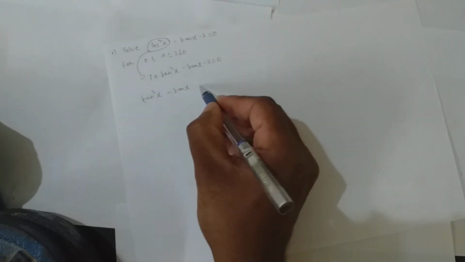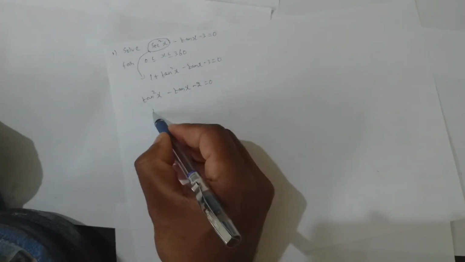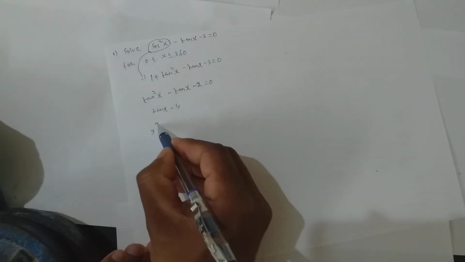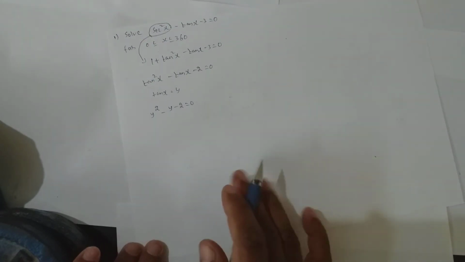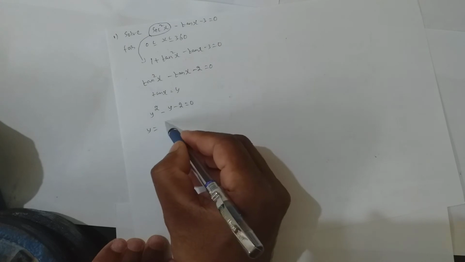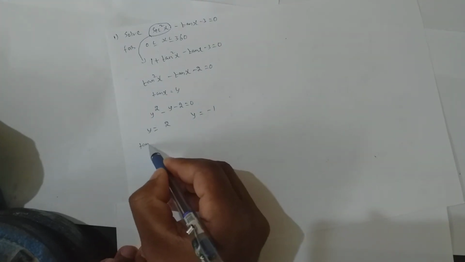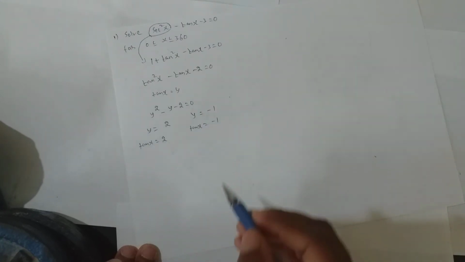Tan squared x minus tan x plus 1 minus 3 is minus 2 equal to 0. Now take tan x equal to y. So what will I get? y squared minus y minus 2 equal to 0. If I place it in the calculator, the y values that I get are 2 and minus 1. So y is nothing but tan x equal to 2 or tan x equal to minus 1.